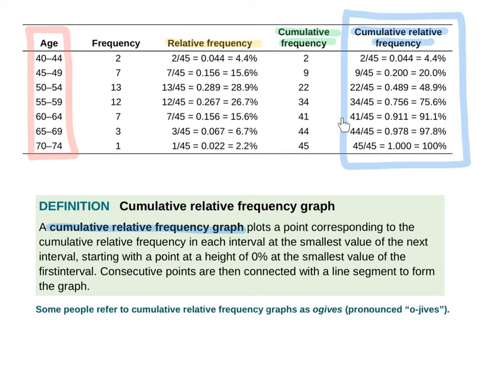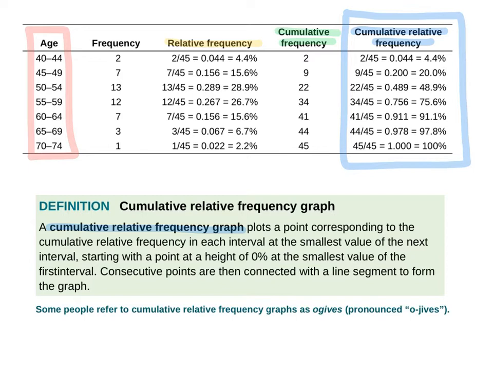Then we take these numbers and do that math to it. So we take 2 and divide it by 45. You're going to get the same number because duh. And then we would take 9 here and divide it by 45 and get 20%, etc., down the line until we get 100%, because that means that 100% of the 45 first United States presidents were inaugurated between ages 40 and 74.